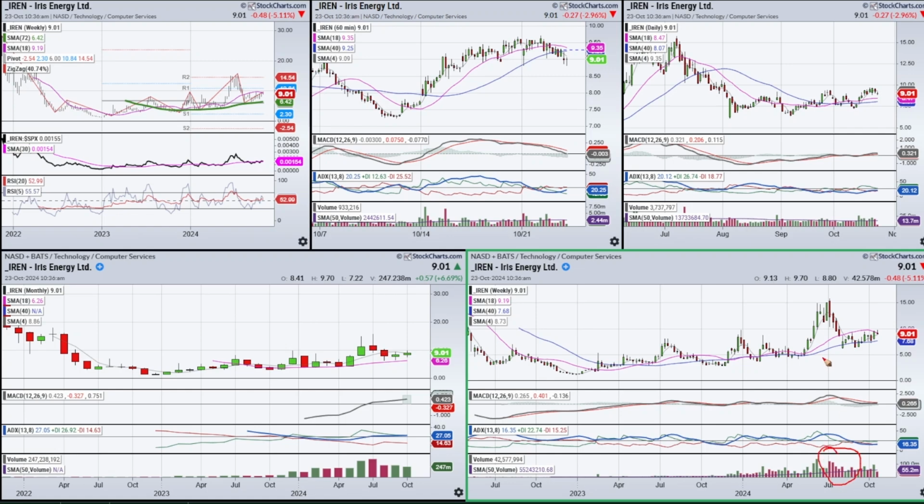The volume was pretty heavy on the way down, so I'm really not inclined to just take this as it's turning up off the daily chart or something like that. It just doesn't do it for me. It's going to need a little bit more confirmation.